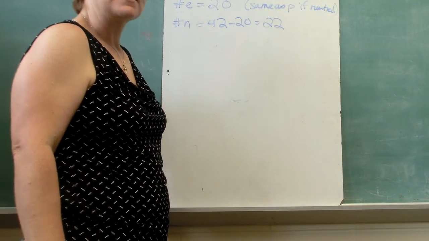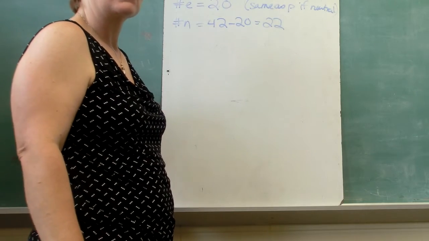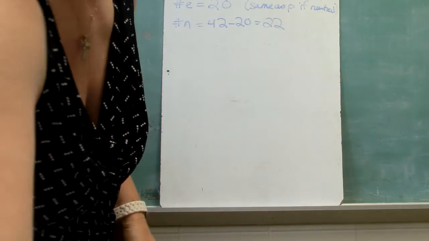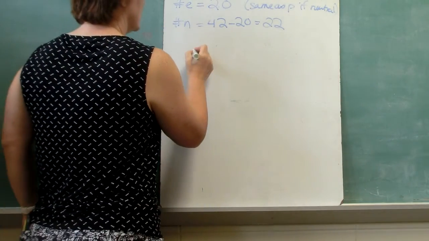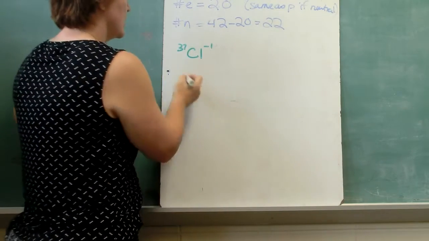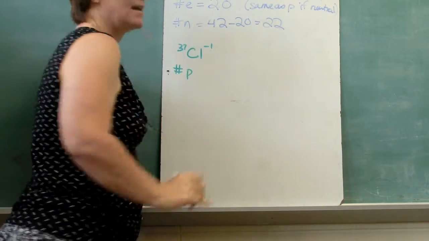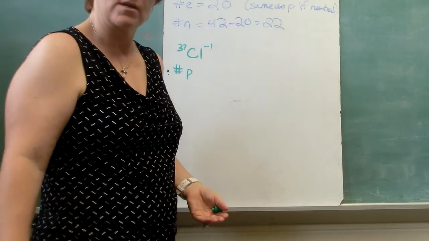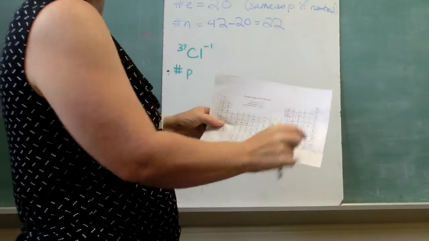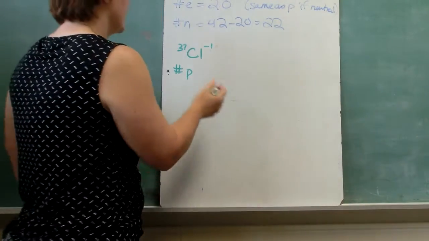The second problem is asking how many protons, neutrons, and electrons are in chlorine-37 anion, -1. Chlorine 37 with a -1 charge. Again, I first want to look up the atomic number. If I look up chlorine on my periodic table, I see it's over here, number 17.